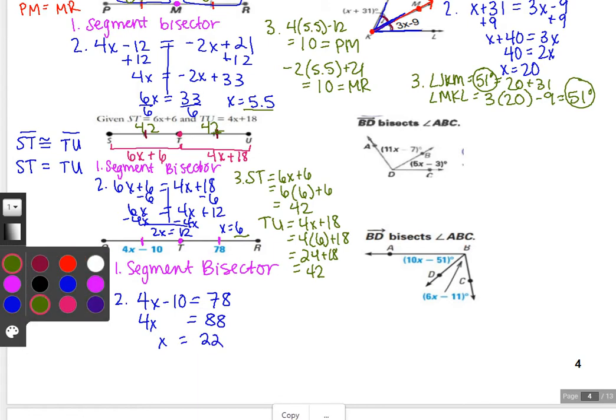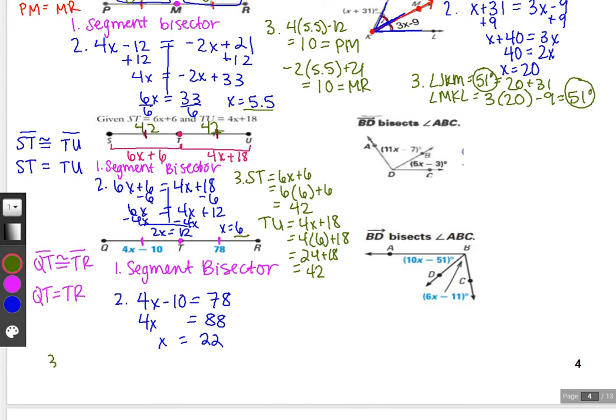So QT was 4x minus 10. So now when we're plugging in our x, we should have 4 times 22 minus 10. So that should give you 78. So if we know that this piece up here is 78, we should also want this piece to be 78, which they've already given to us, so we know that we are correct.